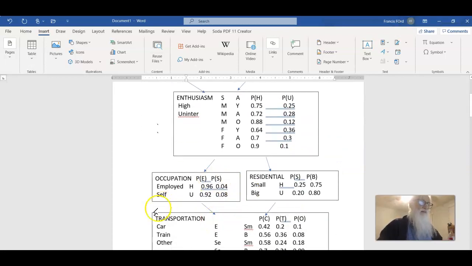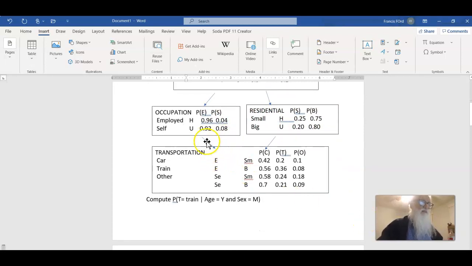Next, the probability that you're either employed outside yourself or you're self-employed is dependent on whether you have high or uninterested enthusiasm. And again, I've got the conditional probabilities: the probability of E given H, the probability of E given U. The same thing is over here, whether you're in a large area or a small area. And then finally, we have the transportation, which is dependent on both of these. So again, I have 4 cases.